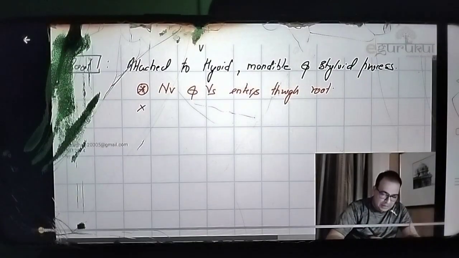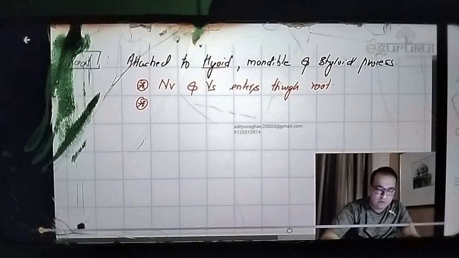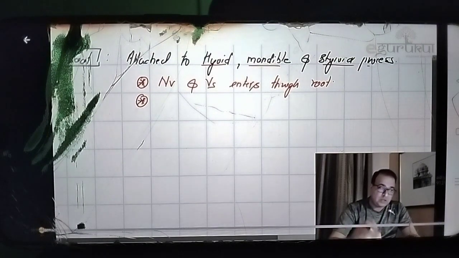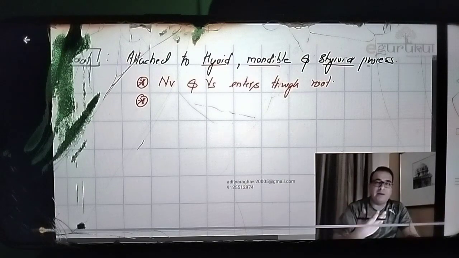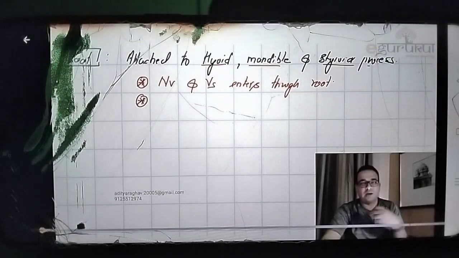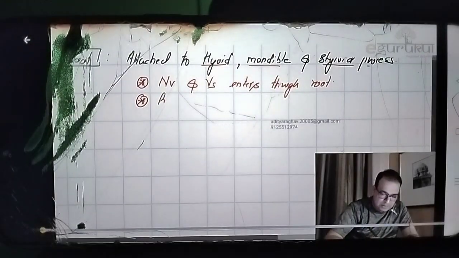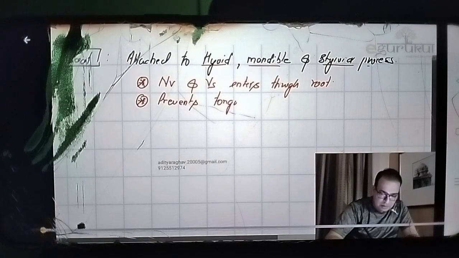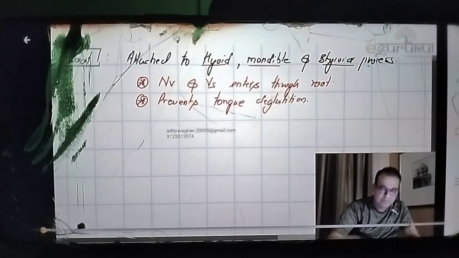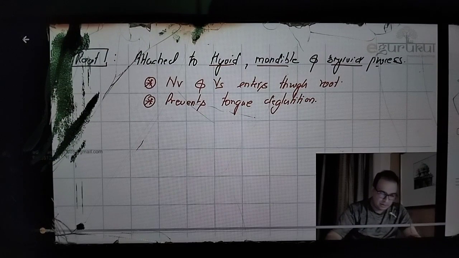And the second thing about the root is that these attachments, to the hyoid bone, to the mandible, to the styloid process, are the ones which are preventing the tongue from falling back. So why don't we swallow our own tongue? Because of these attachments only. So it prevents the tongue from falling back. Right? So that is a little bit about the root.